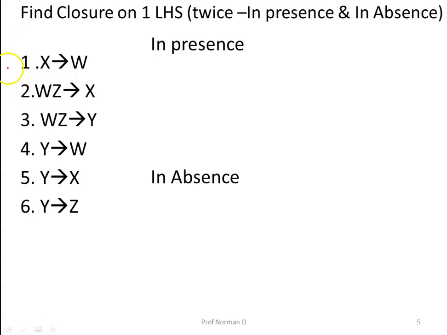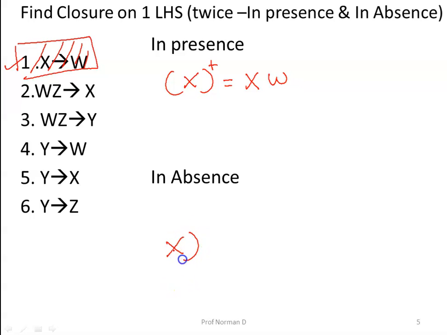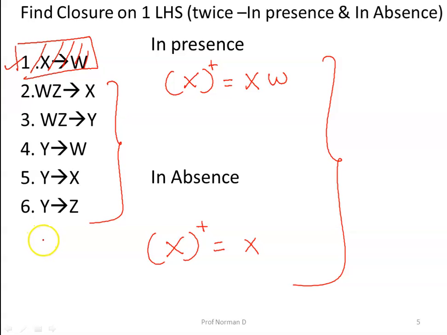So we move to the first FD, that is X gives us W. We calculate the closure, and what we get is XW. Now we make an assumption that this particular FD is not there, and then again we calculate the closure on the same FD. Referring to the other FDs, the closure on X is X. So the presence and the absence of that particular FD give us two different outputs. That means this particular FD is not redundant and is required in the set of FDs. So we will consider it when we calculate the closure on other FDs.